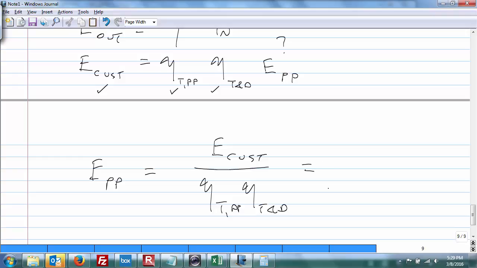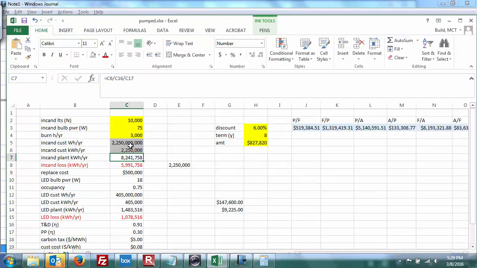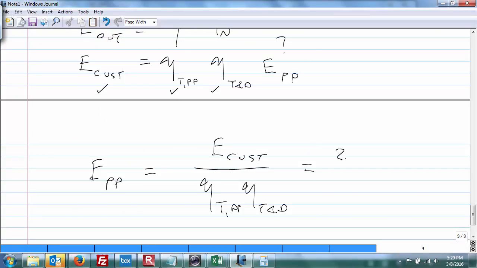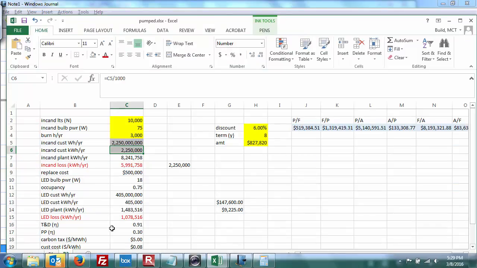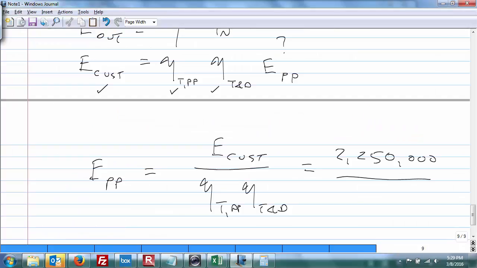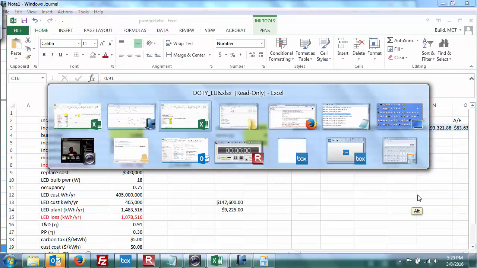So in this case, we know that the energy of the customer, we've already calculated that out in kilowatt hours per year. Let's do it in kilowatt hours per year. So 2,250,000 over these two numbers: 30% efficient for the power plant, 91 for distribution. So 0.3, 0.91. So let's do that with our calculator first.